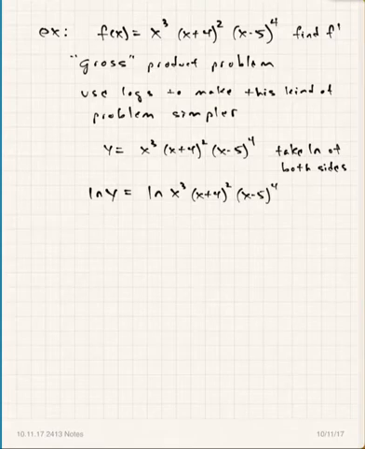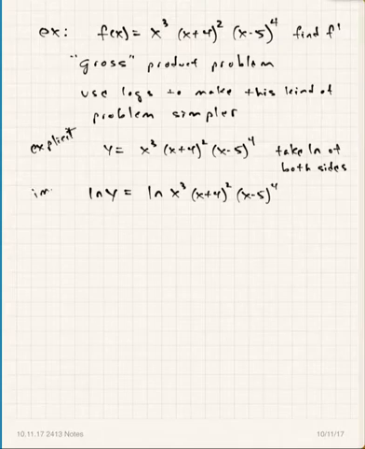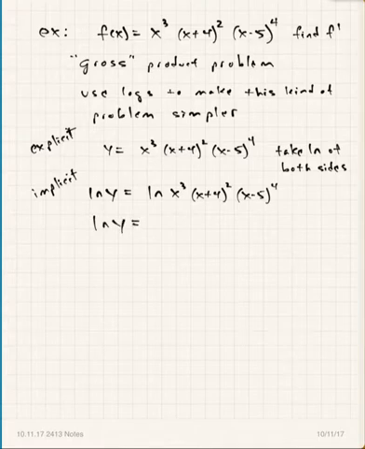Now one thing you need to watch for is that this is an explicit function that we started with. But when you take the log of both sides, now you've got an implicit function. And so we're going to have to use implicit differentiation here. The implicit differentiation is not going to be that big a deal, but you have to be aware of the fact that that's what you've got.